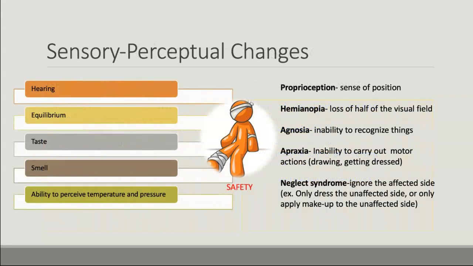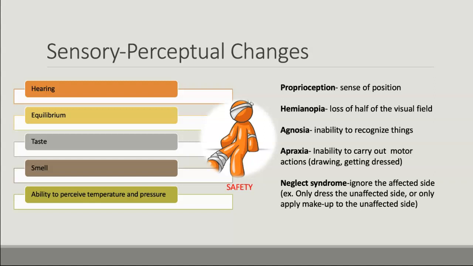So the sensory-perceptual changes, like I said, could be anything sensory. So hearing, equilibrium, where they're really at risk for falls, taste, smell, ability to perceive temperature and pressure, so that puts them at risk for tissue injuries. So again, issues with proprioception, which is understanding where they exist in space, hemianopia, which is loss of half of the visual field, so visual deficits, being able to see and recognize things visually is an issue.